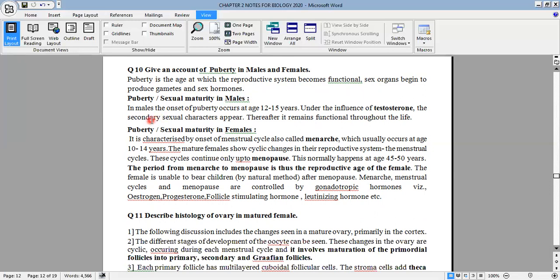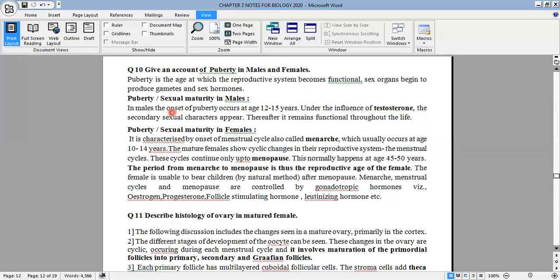Let us start with the puberty or the sexual maturity in males. In males, the onset of puberty occurs at 12 to 15 years under the influence of testosterone, which, as we know, is the male reproductive hormone. The secondary sexual characters appear. Thereafter, it remains functional throughout life. Now, secondary sexual characters. What do you mean by this?